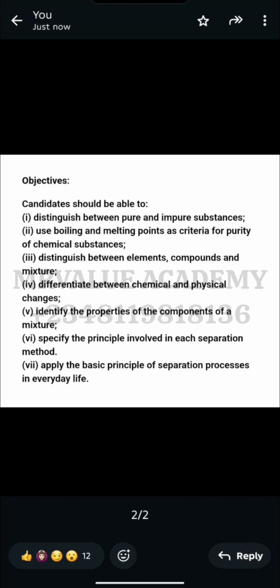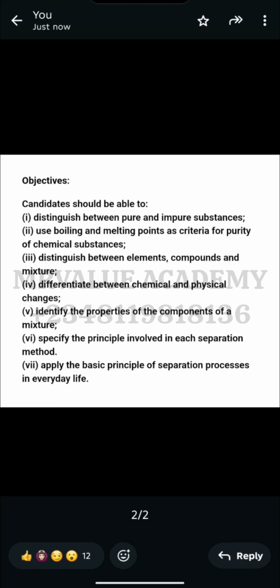And then, yes, you have immiscible liquids. There are some liquids that do not mix. So when you are dealing with immiscible liquids, liquids that do not mix, you use what we call a separating funnel. So you use a separating funnel to separate liquids that do not mix together. Examples of that are oil and water. You know that oil and water cannot mix together, so you use a separating funnel for that.